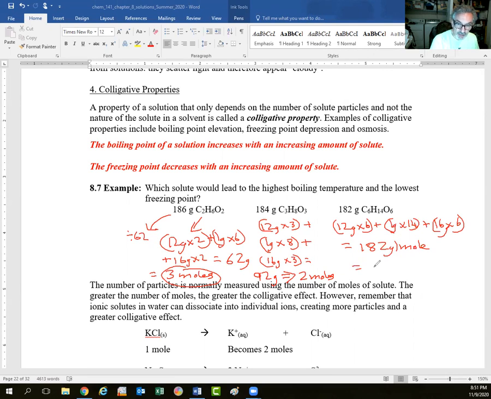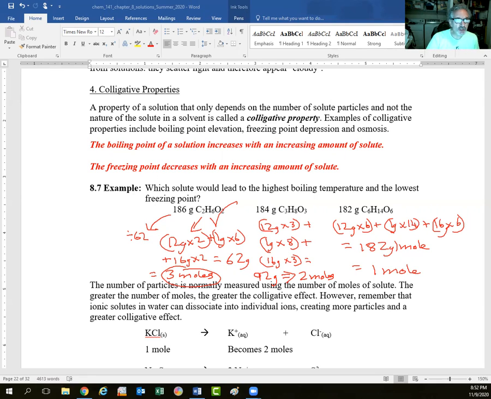So 182 divided by 182, 1 mole. Remember, the effect on the boiling point and the freezing point depends on the sheer number of particles. We don't care about the chemical nature of the solute, we just care about how many moles, how many particles there are. And so the 3 moles of the ethanoic acid, that probably stands for, is the winner. Greater number of moles, a greater effect on the boiling point and freezing point.